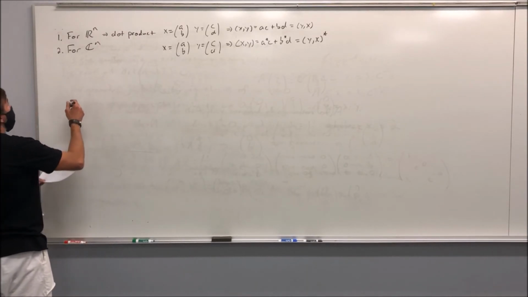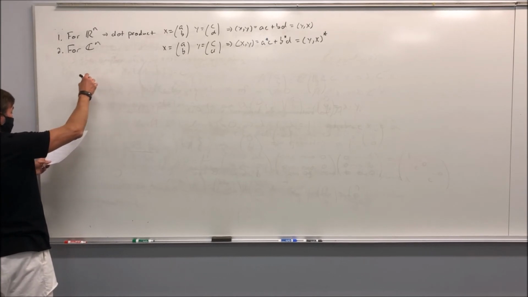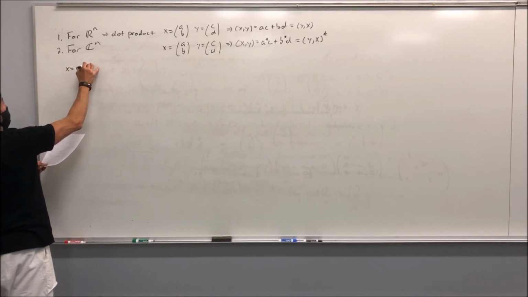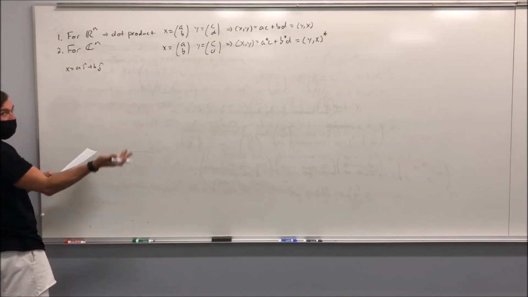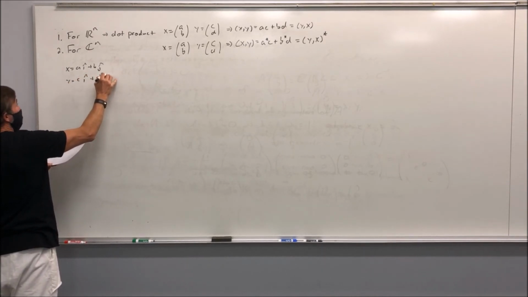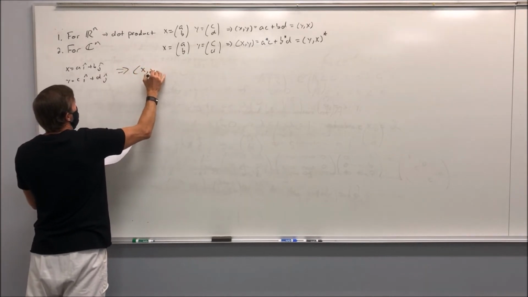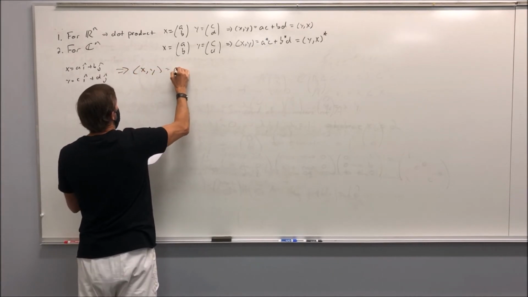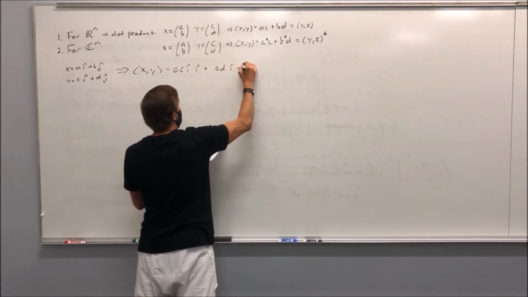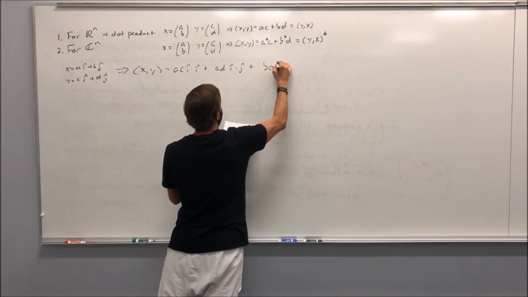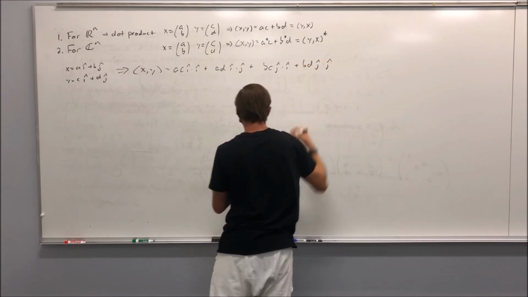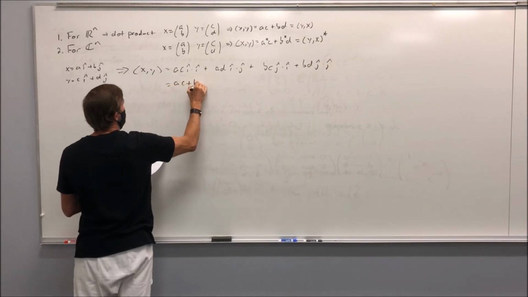So, for example, in order to do this in full gory detail, what we could say is that in real space, x is a i hat plus b j hat. These are the basis vectors having magnitude of 1. And then y is c i hat plus d j hat. And then, obviously, x·y is ac i hat dot i hat plus ad i hat dot j hat plus bc j hat dot i hat plus bd j hat dot j hat, which just gives me ac plus bd. Okay?